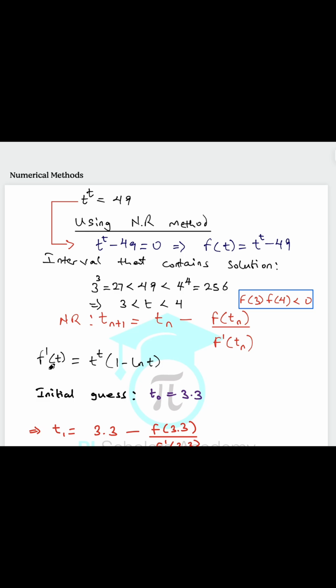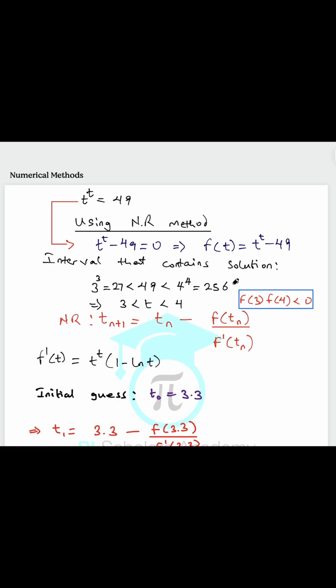So quickly, I completed my derivative of f of t in this place. In case you don't know how to find the derivative of functions like this, t to the t, you can write it using the exponential form, such that you have e to the power of ln of t raised to power t.